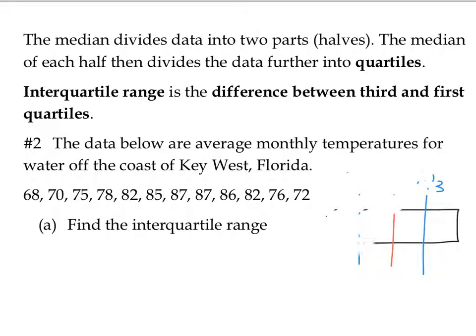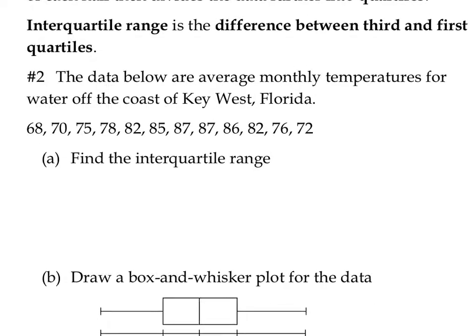Okay, so there's some data here in this next problem that gives the temperatures for the water off the coast of Key West, Florida, in each month. So January, February, March, April, May, on through December. We're being asked to find the interquartile range. So in order to do that, we need to know the median. We need to have this data arranged in order from least to greatest. So let's start with that.